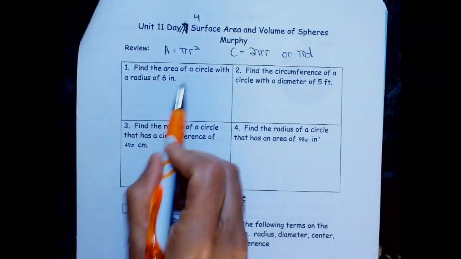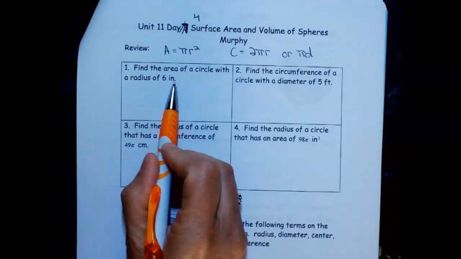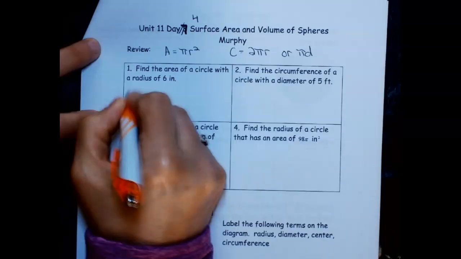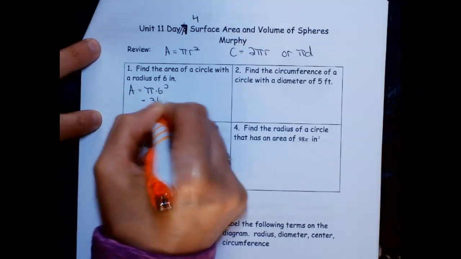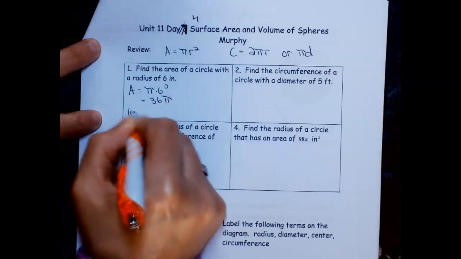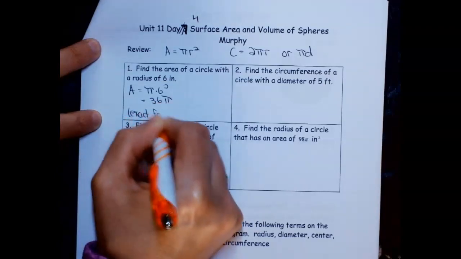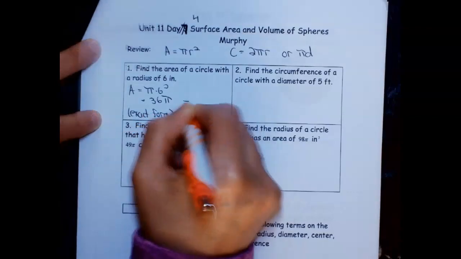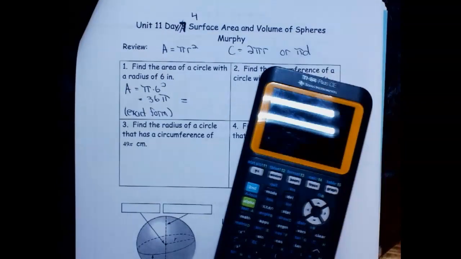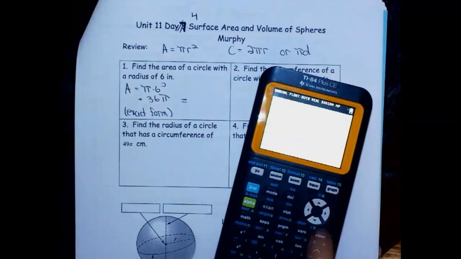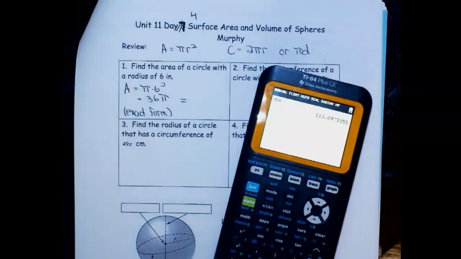So number 1, they want us to find the area of a circle that has a radius of 6. So here's my formula. I'm simply going to plug in that 6, and we've got 36 pi. This would be called exact form. So make sure you pay attention on Math Excel, whether they want exact form or whether they want it rounded to the nearest tenth. Let me grab my calculator and type in 36 pi, which rounded to the nearest tenth would be 113.1.